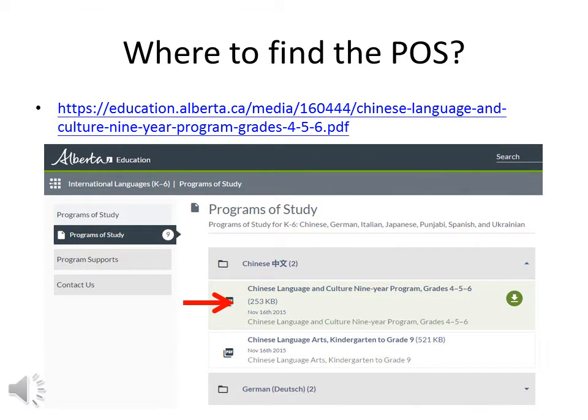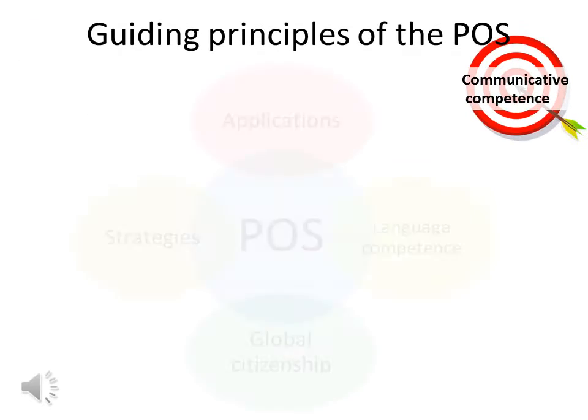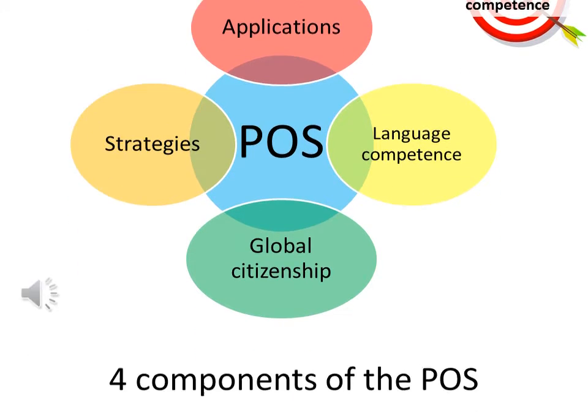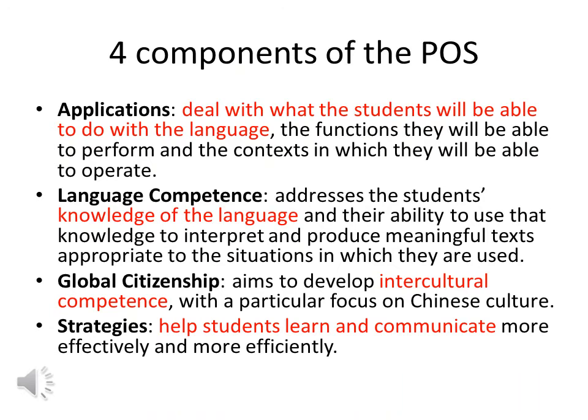Then you may scroll down and select the following document. The aim of the Program of Studies is to develop students' communicative competence in Chinese. The four components of the POS are applications, language competence, global citizenship, and strategies.